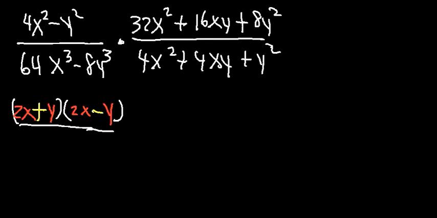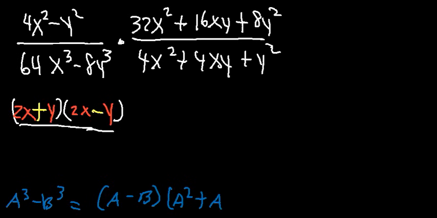Now on the bottom, what we have is the difference of perfect cubes. And the formula for that is a to the third minus b to the third. That's what we started with. And to factor it, it's going to be a minus b times a squared plus ab plus b squared.